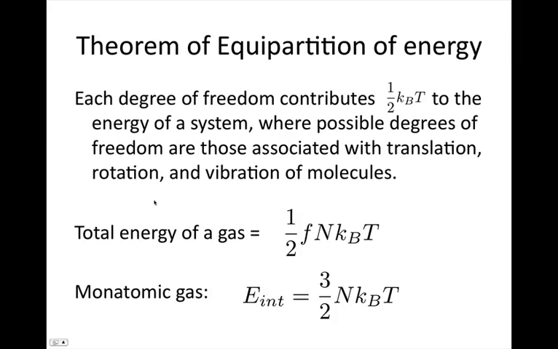So this brings us to the theorem of equipartition of energy. The theorem of equipartition of energy says that each degree of freedom contributes 1/2 kBT to the total energy of the system, where possible degrees of freedom are those associated with translation, rotation, and vibration of molecules. So the total energy of a gas is 1/2 f N kBT. So for a monatomic gas, that's equal to 3/2 N kBT, as f is 3 for a monatomic gas. For a diatomic gas, it would depend on the temperature.